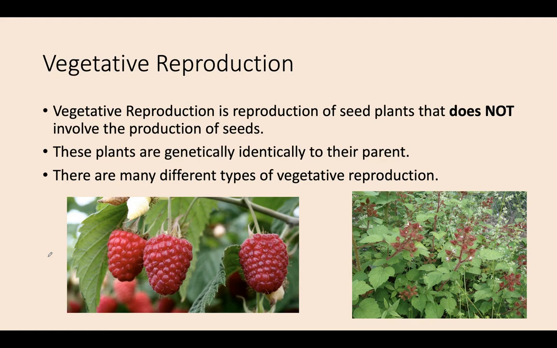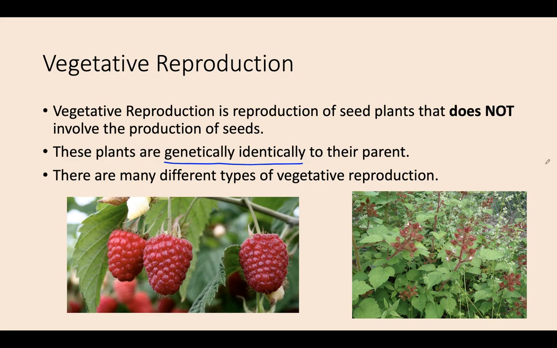Sometimes plants don't reproduce with two parents. Sometimes one plant can create multiple other plants. And we call this vegetative reproduction. Vegetative reproduction is a reproduction of seed plants that does not involve the production of seeds. So these plants will be genetically identical to their parents. They will be a clone of their parents.